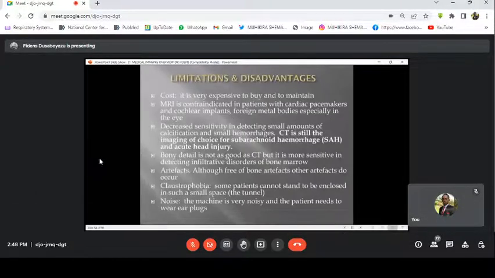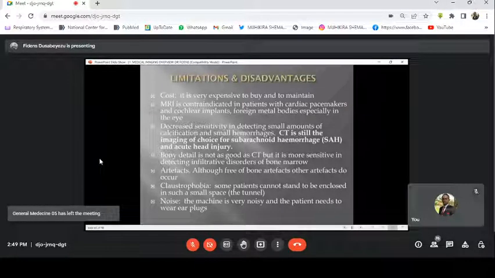So limitations. Number 1 is cost. In Rwanda so far, in Kigali we have, let me see, 1 there, 2, 3. We have only 3 MRI machines. I think FISO and 2 in private hospitals. You know that already, because MRI machines are very expensive. Even for buying, even for maintaining.